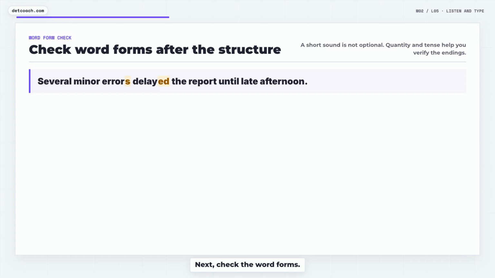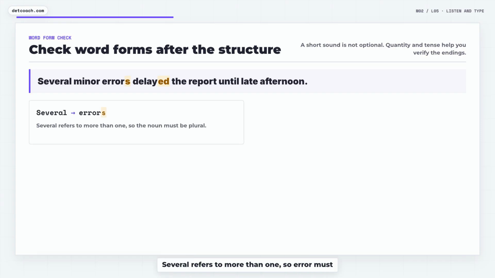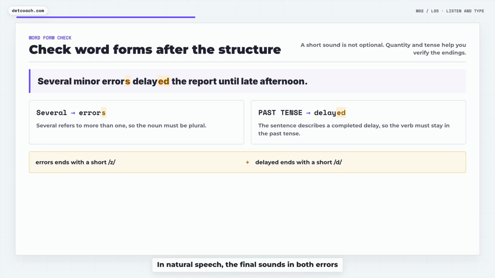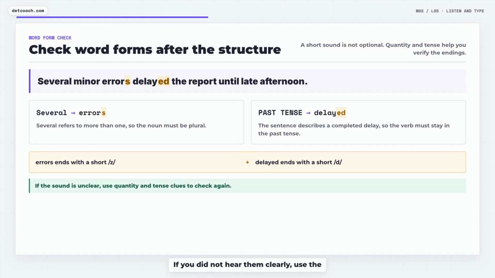Next, check the word forms. Several refers to more than one, so error must take the plural form errors. The original sentence is in the past tense, so the verb must be delayed, not delay. In natural speech, the final sounds in both errors and delayed are very short. If you did not hear them clearly, use the quantifier and verb tense to check the forms again. Understanding the meaning does not guarantee that you have written each word in the correct form.